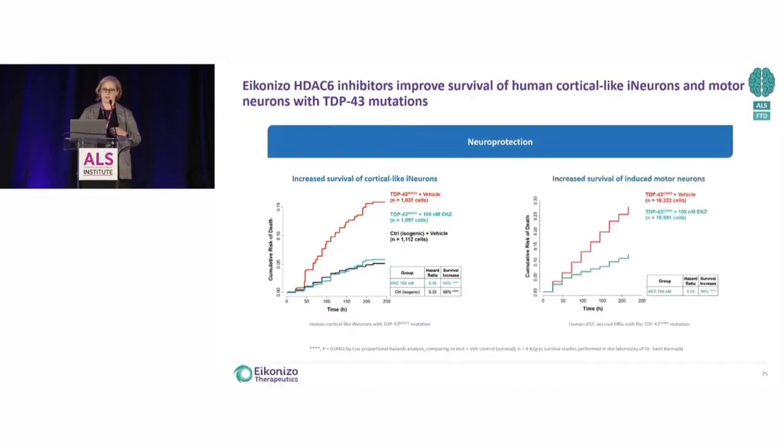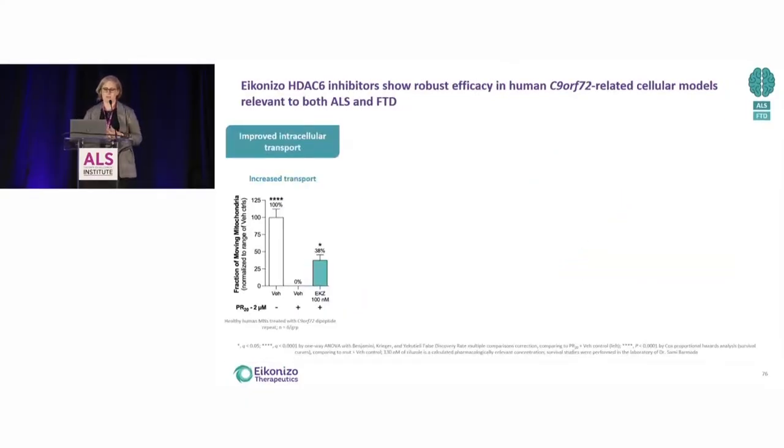We also looked at survival of motor neurons. These motor neurons had the G298S mutation. You could see that there's an increased cumulative risk of death that's strongly suppressed by HDAC6 inhibitor treatment again. Furthermore, we've looked at intracellular transport in models relevant to C9orf72-related disease. Here we're using healthy human motor neurons that are injured with a C9orf72 dipeptide repeat, which impairs axonal transport. And you can see that our HDAC6 inhibitor treatment strongly increases axonal transport of mitochondria in the system.